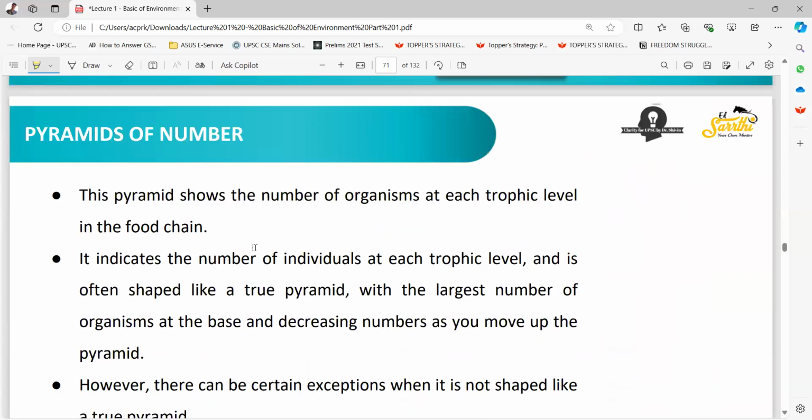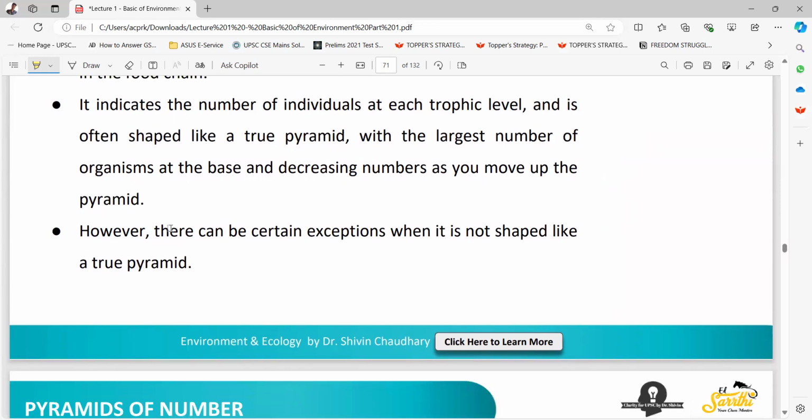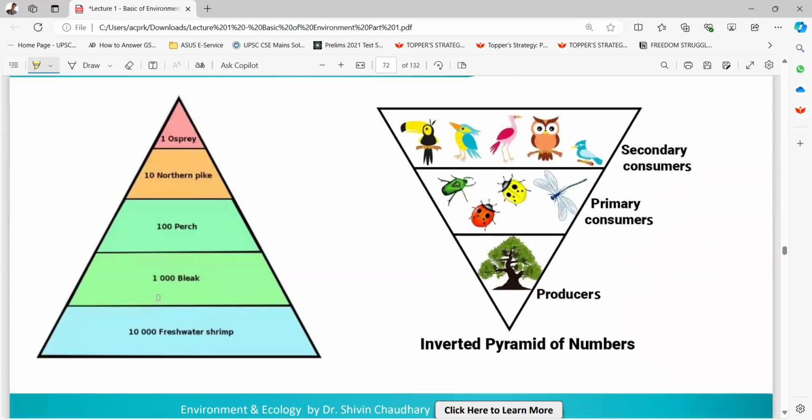Pyramid of numbers. This pyramid shows the number of organisms at each trophic level in the food chain. It indicates the number of individuals at each trophic level and is often shaped like a true pyramid, with the largest number of organisms at the base and decreasing numbers as you move up the pyramid. However, there can be certain exceptions when it is not shaped like a true pyramid. Pyramid of numbers: 10,000 freshwater shrimp, 1,000 bleak, 100 perch, 10 northern pike, 1 osprey.